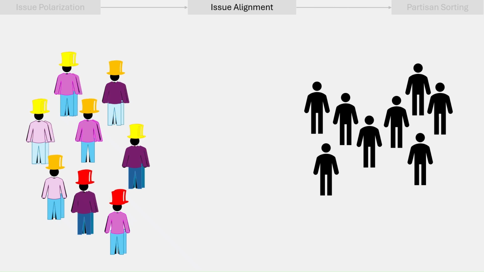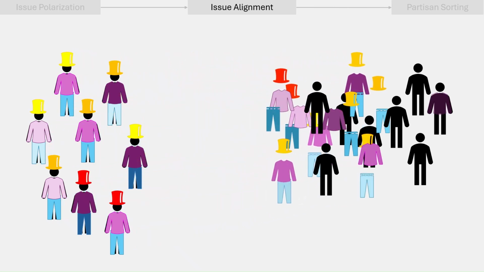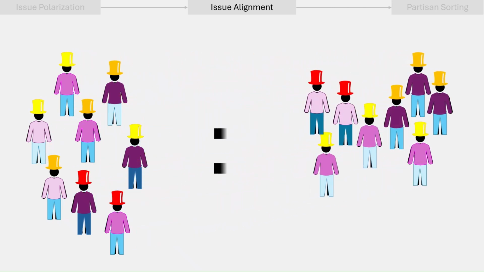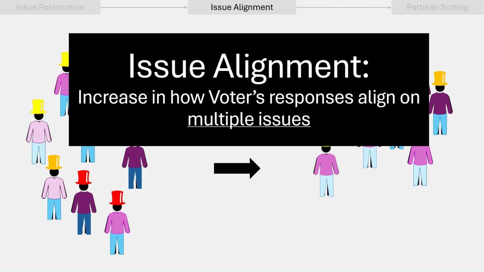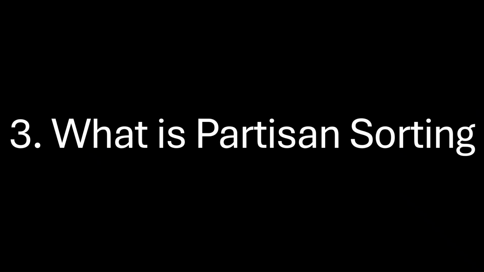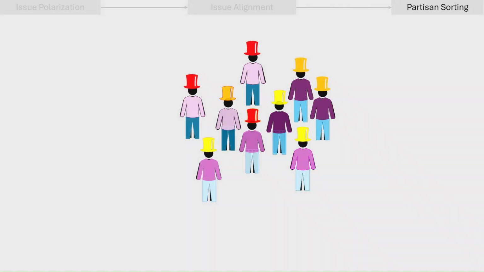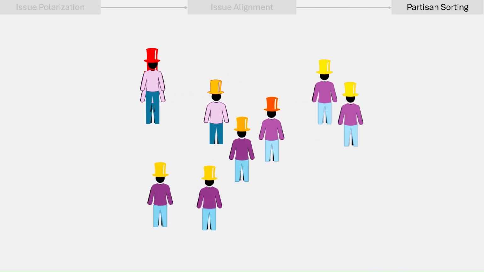However, when the situation changes, and people start holding similar responses across different issues, issues start to align. This process towards aligned issue responses is the second form of polarization. The third and last form of polarization that we will discuss is partisan sorting. Partisan sorting consists of two parts. The first part is that people sort themselves into social groups that have similar views regarding a variety of issues.